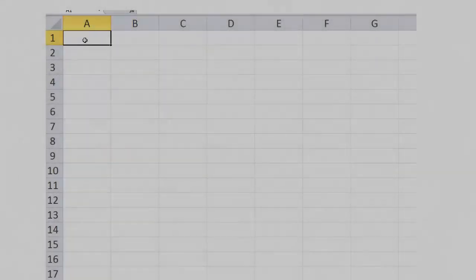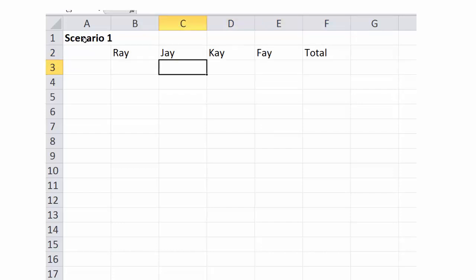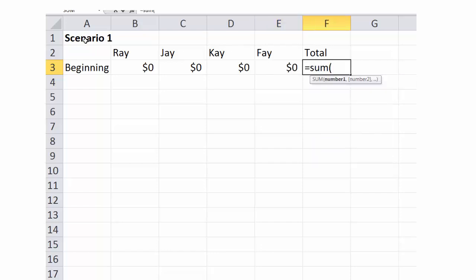Blow this up, and I'm going to refer to this to start out with as scenario 1. We're going to have 2 scenarios that we ultimately look at, and our partners were Ray, Jay, Kay, and Faye. I should say our owners of the LLC. And we'll look at the total. We're talking about partner's capital here, and we're saying that the beginning of the partner's capital is 0 for each of these, and that means that the total partner's capital is, of course, 0. There's nothing there. There's no assets, there's no equity. We're starting, like I said earlier, at ground zero.